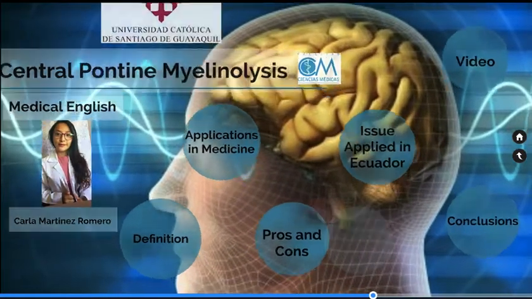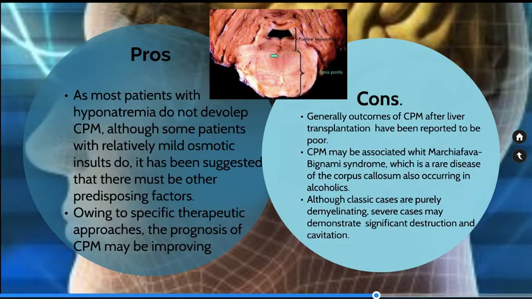Pros and cons. Pros: Most patients with hyponatremia do not develop CPM, although some patients develop it after a relatively mild osmotic insult, so it has been suggested that there must be other predisposing factors. With specific therapeutic approaches, the prognosis of CPM may be improved.